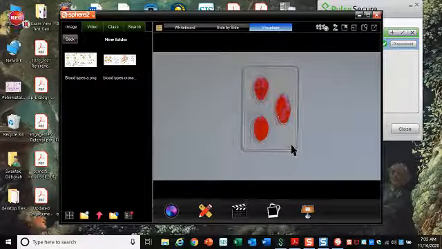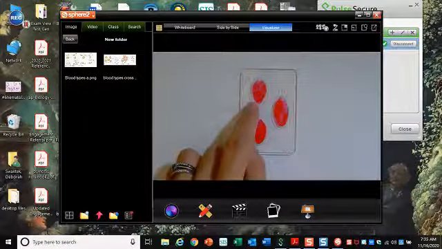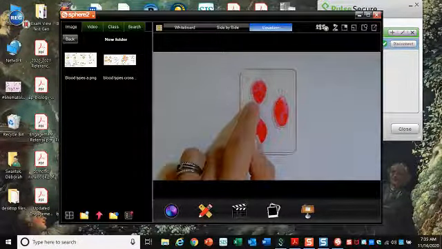Okay, so here's my result with my sample 1. I can see agglutination, so I see clumping of the red blood cells with my anti-A antibody.